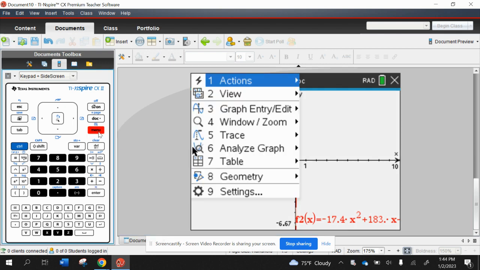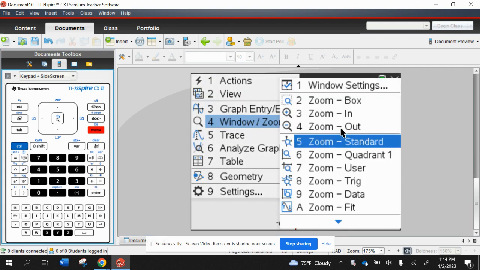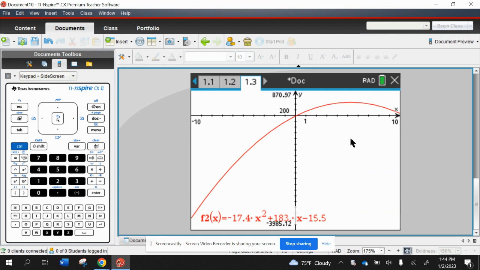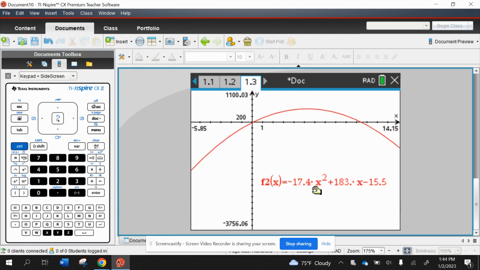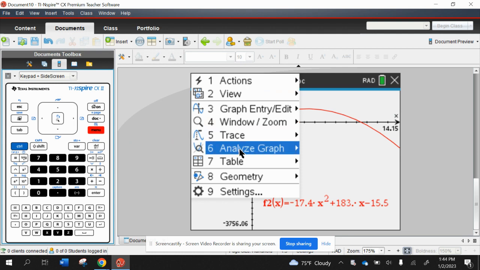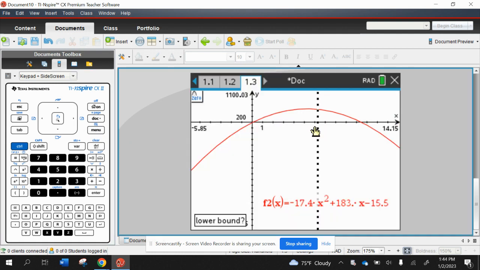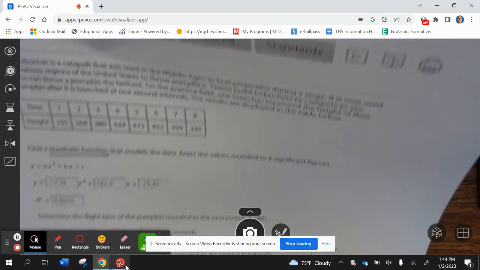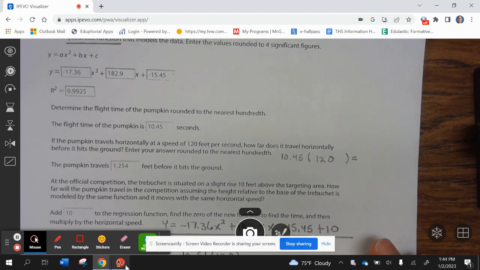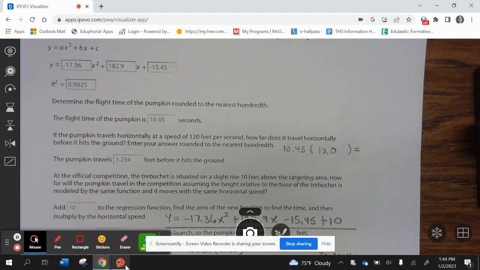We're going to go to menu, window zoom, zoom fit. We're going to move the graph over just a hair, and we want to find that point right there. So we're going to go to menu, analyze graph. We want to find 0, so click, drag, and you can see that it was in the air for 10.5 seconds. Okay, so the flight time of the pumpkin is 10.45 seconds.